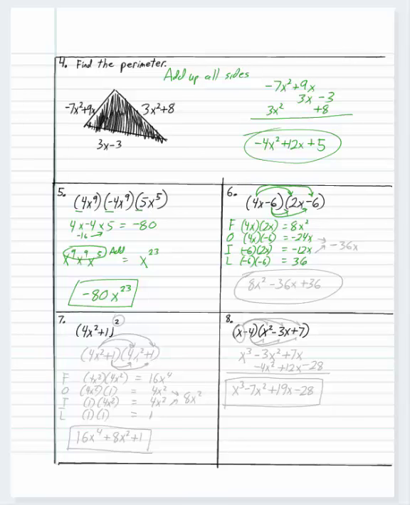Alright, from here we can combine the middle terms. Negative 24 minus 12 is negative 36x. So altogether we have 8x squared minus 36x plus 36. Number 7. We have (4x squared plus 1) squared. All this squared means is rewrite it with itself.